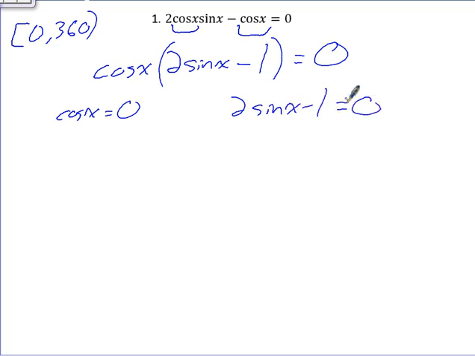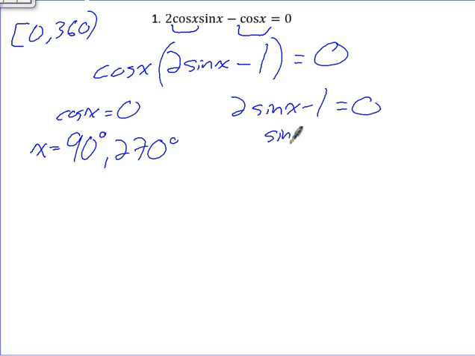So now I need to think, okay, what angles, based on my chart, or really on the unit circle, will give me a cosine of 0? And the two answers to that are 90 degrees and 270 degrees. And then, again, this part is a little bit of memorization. Also, you could use your chart or your triangles, whatever method works for you.